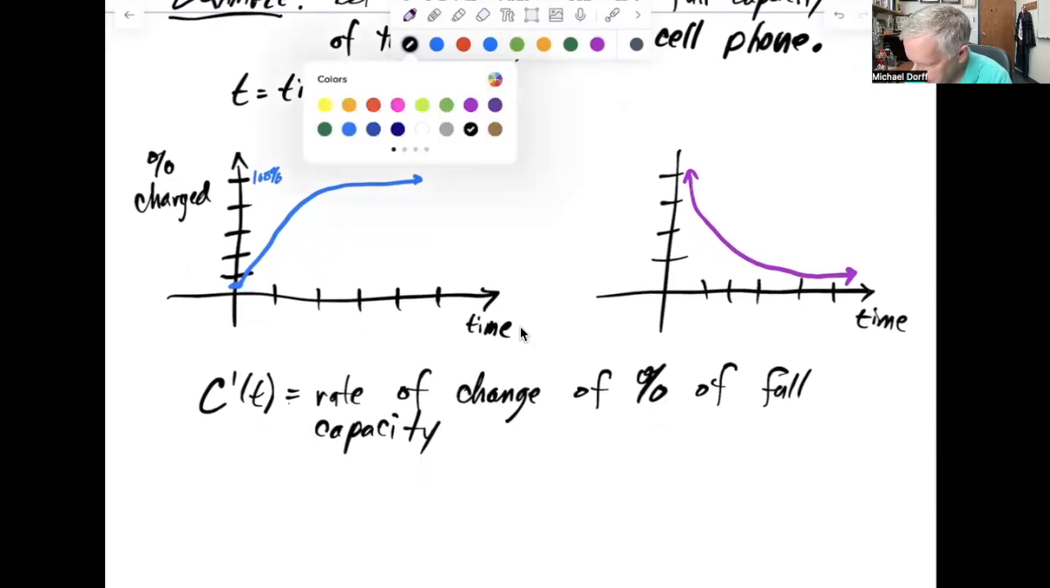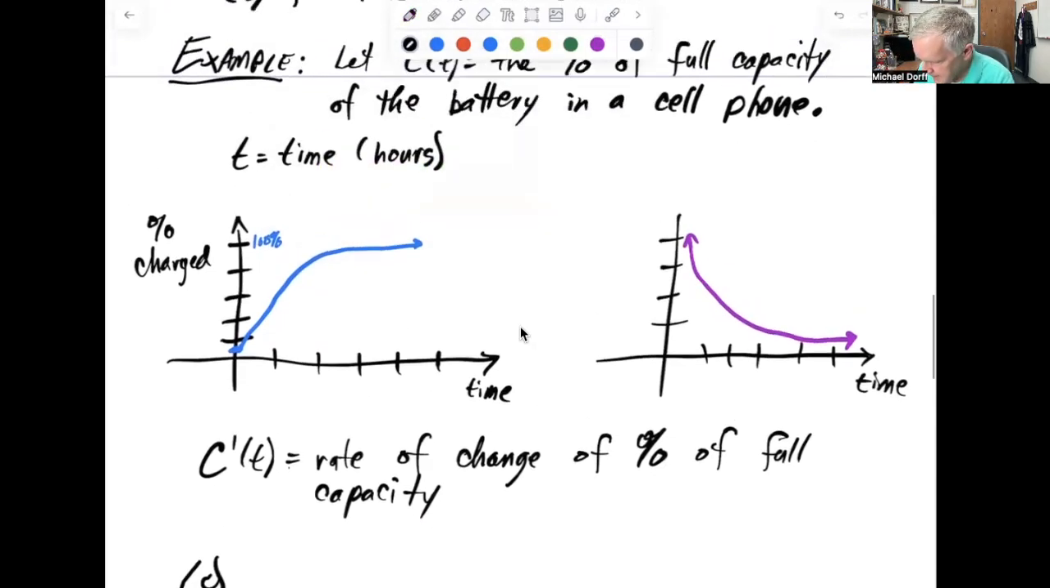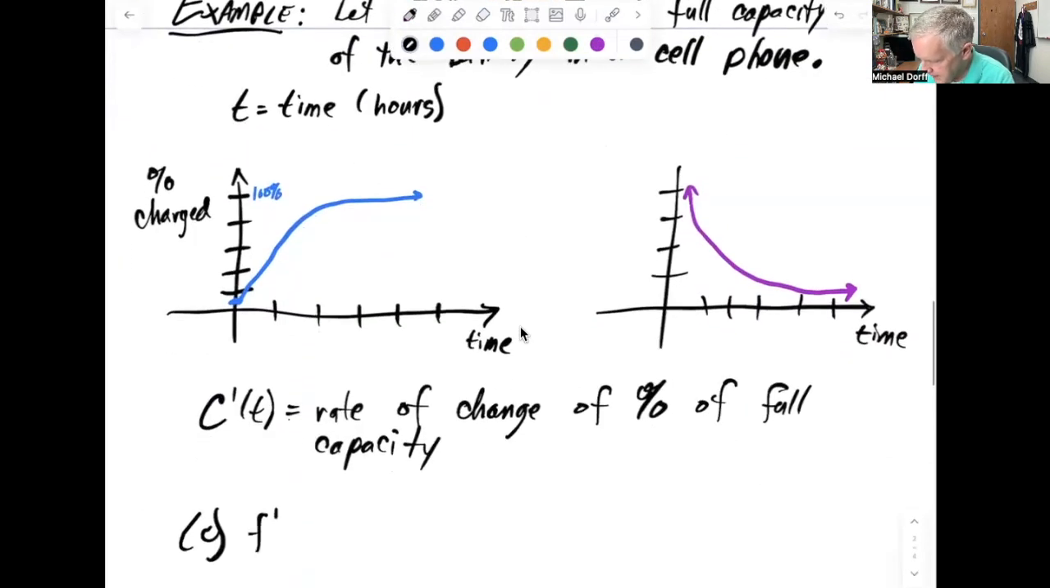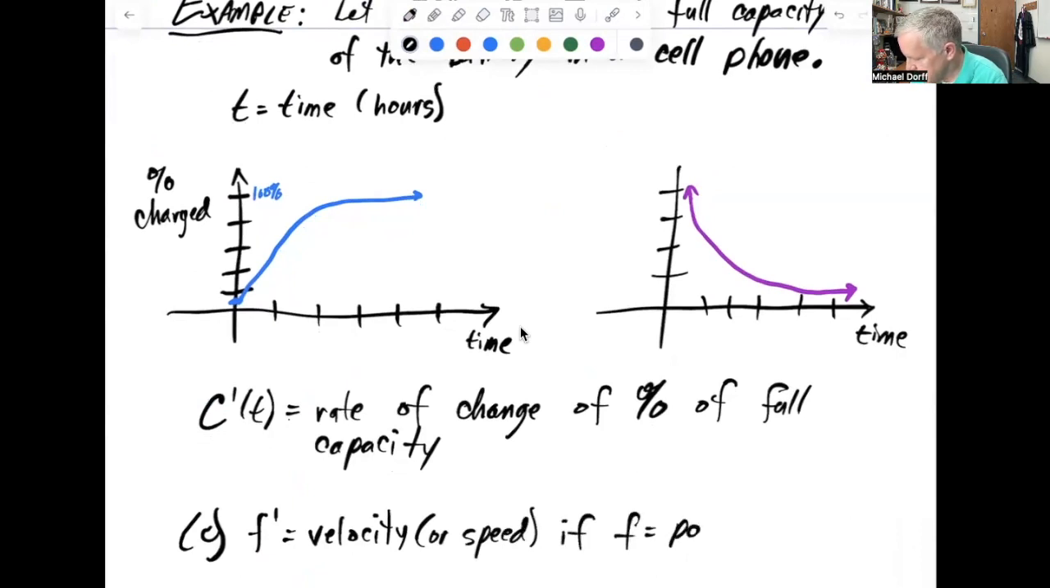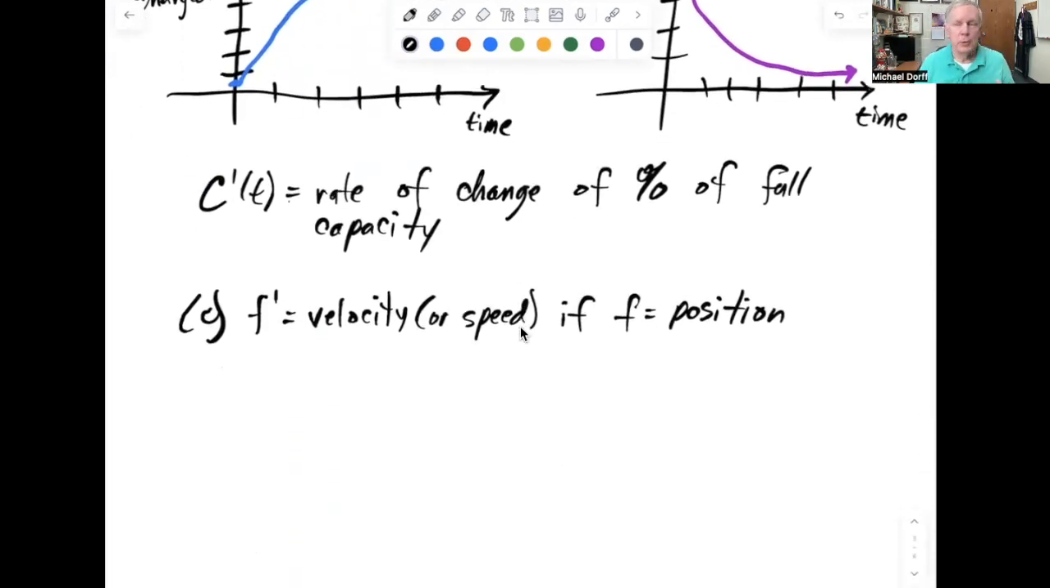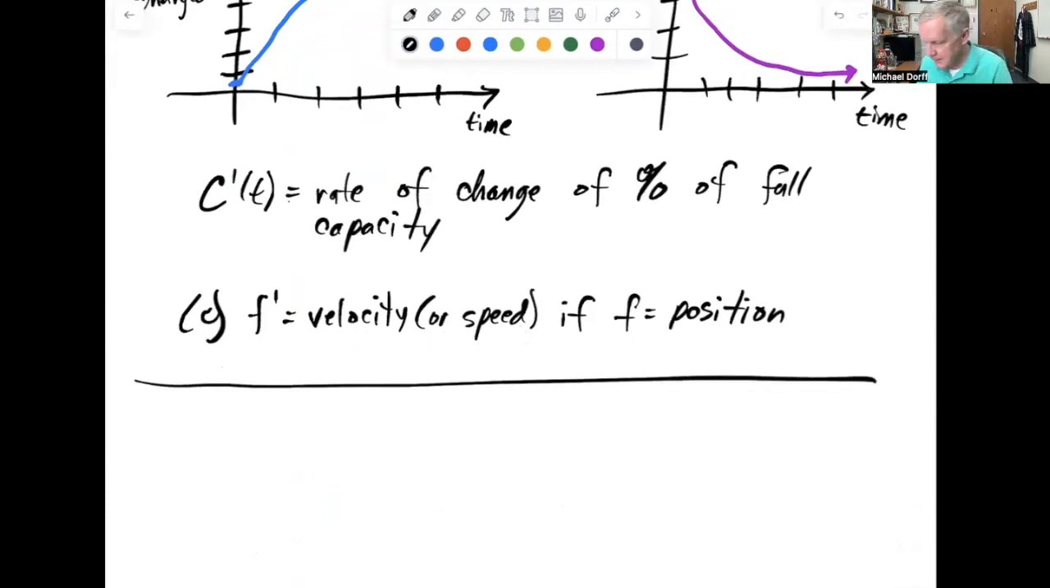Okay. And the third way that we've talked about the derivative is the derivative could equal velocity or speed if my function is representing like distance or position. So like if I were to have a function represented by a table, and f gives me the position values, then the derivative would represent the speed or velocity of that. Okay, that's a recap of things that we have talked about so far.